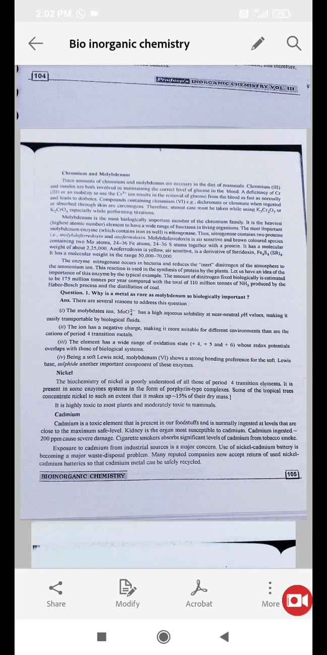Cadmium is a toxic element that is present in our foodstuff and is normally ingested at a level that is close to the maximum safe level. The kidney is the organ most susceptible to cadmium. Cadmium ingested at 20 to 200 ppm causes several damages. Cigarette smokers absorb a significant level of cadmium from tobacco smoke. Exposure to cadmium from industry sources is a major concern. Use of nickel-cadmium batteries is becoming a major waste disposal problem. Many reputed companies now accept return of used nickel-cadmium batteries so that cadmium and nickel can be safely recycled.